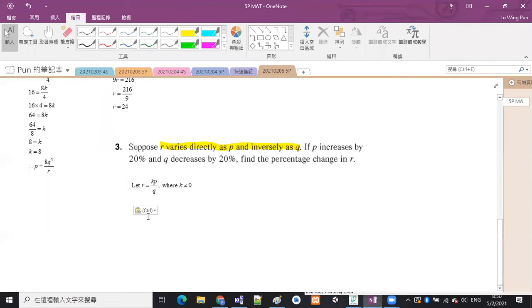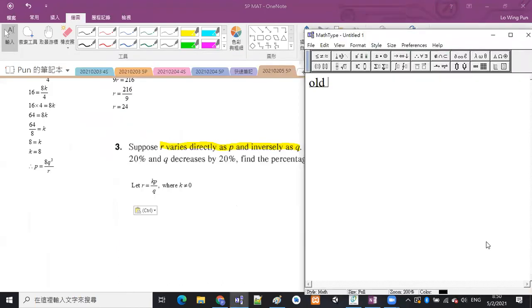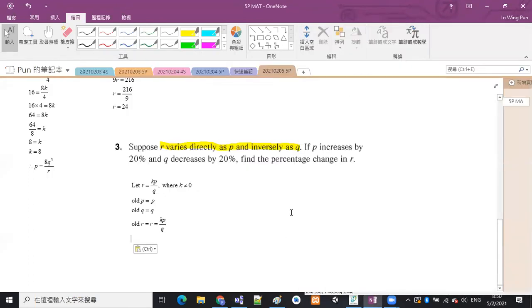Okay, P and Q first, and then R. Subject goes last. Okay, so old P is equal to P. Old Q is equal to Q, right? And then old R, the subject, goes last, is equal to R, because we can say that R is equal to K times P over Q. Okay, so this is our old values.